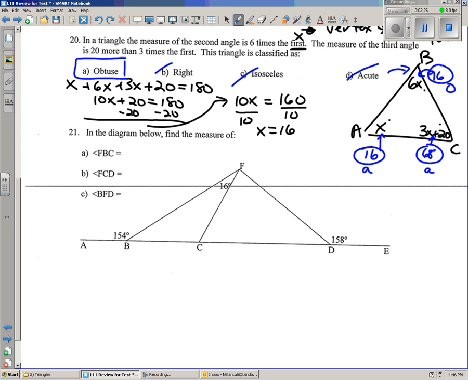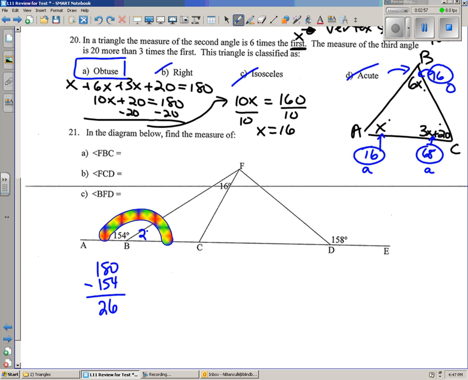All right, number 21 says, in the diagram below, find the measure of these 3 angles. What I do with this type of question is just to kind of ignore what you're being asked to find first, and just go with something that's very easy. So right here we have a 154-degree angle at ABF. And it forms a linear pair with FBC. So to find angle FBC, we can do 180 minus 154, which is 26.